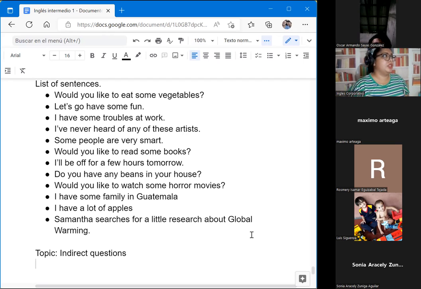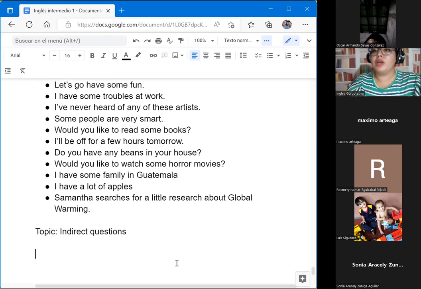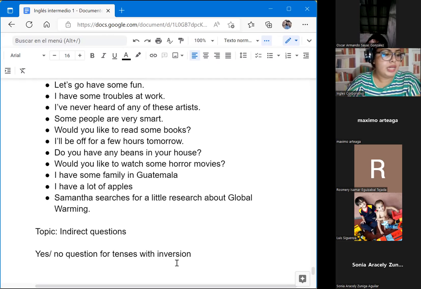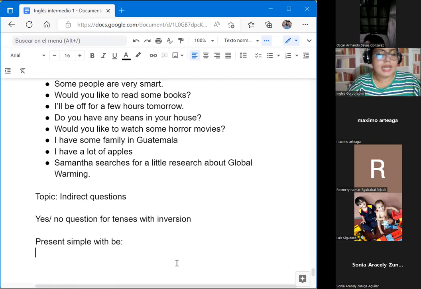And we have this situation called inversion. Vamos a ver lo que es la inversión en esto de las preguntas. Vamos a ver unos cuantos ejemplos de inversión. I think we are going to see just two examples or something like that. Yes, no question, or tenses with inversion. We have the verb tense, that is the present simple with be. And we have here the direct question.